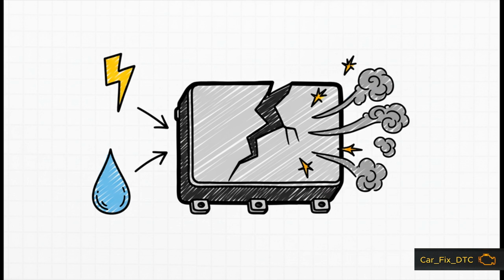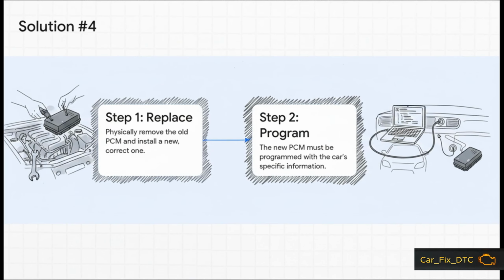It could be from something like water damage or maybe a voltage spike. At this point, the only solution left on the table is a full PCM replacement. This is the biggest job of the 4, no question. It means the old unit has to be physically taken out and a new one put in. Getting the exact correct part for your vehicle is non-negotiable here, and the new module will still need to be professionally programmed to your car's specific info.